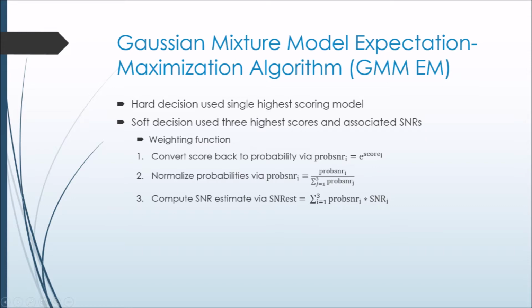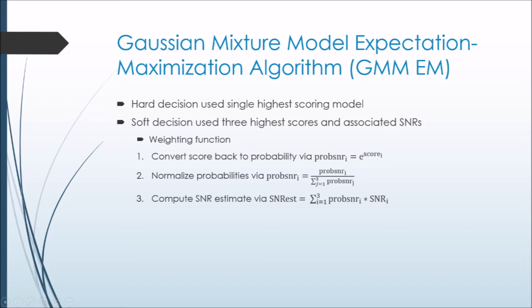For GMM-EM estimation, hard decision used the single highest scoring model and said that that model's SNR was the SNR estimate of our speech file. For soft decision, we took the 3 highest scores and used them and their corresponding SNRs with a weighting function.